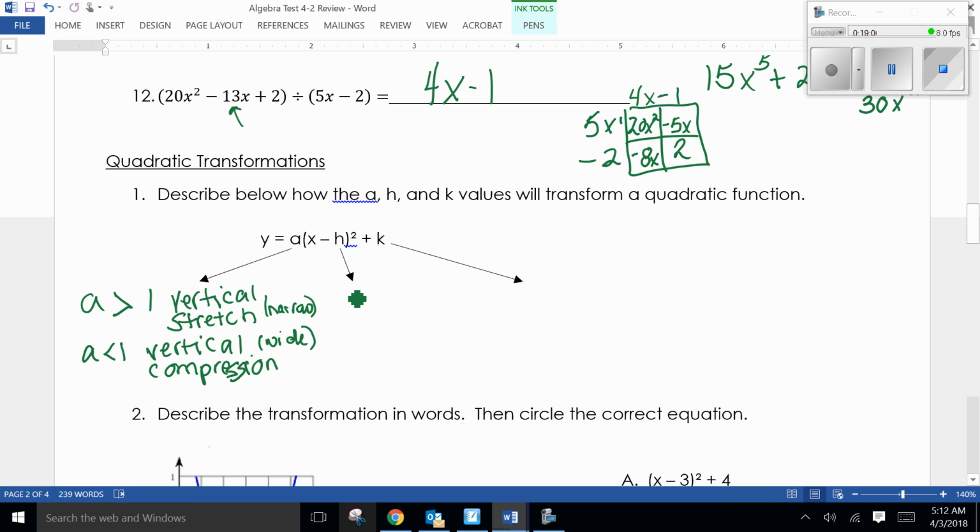Minus h will shift to the right if h is positive. I mean, this is subtracting. So if I put in like a 2, so if h is positive, but if I put in a negative h, which would make me add, then it's going to shift to the left.